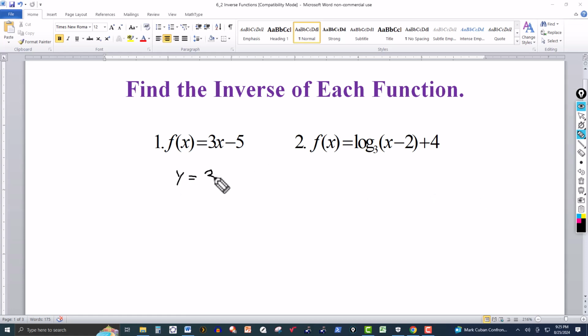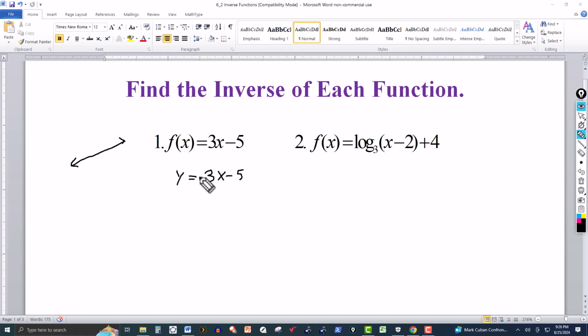It's easier to work with y than f of x here for the substitution, so let's just rewrite this as y equal 3x minus 5. This is a slanted line. Goes something like that. It's 1-to-1 because first of all, it's a function because any vertical line is going to cross it at one point, and any horizontal line will cross it at one point. Not the same case for a parabola, for example. So I know the inverse is going to be a function.